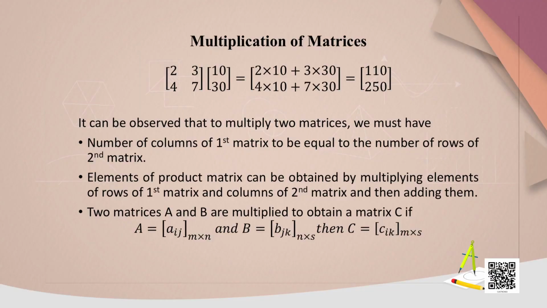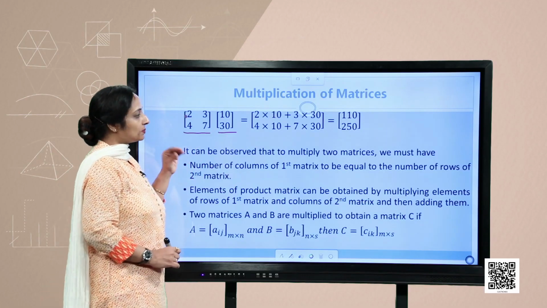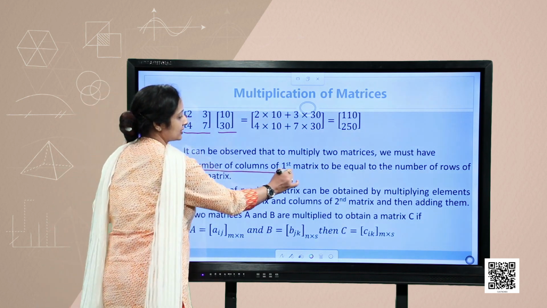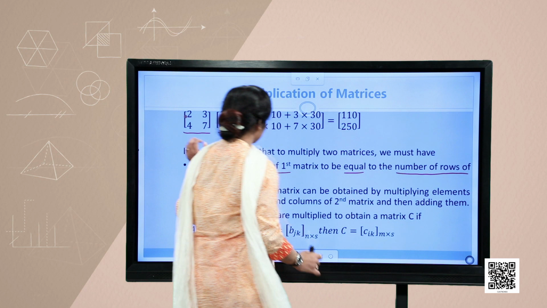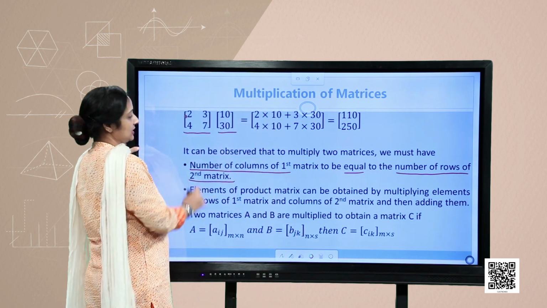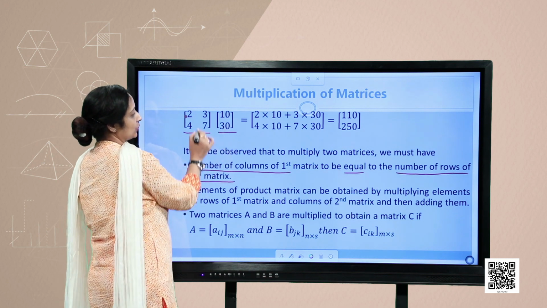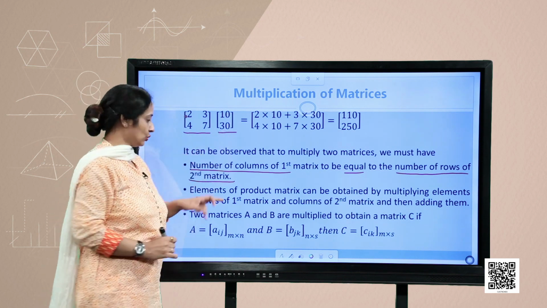Let us consider the two matrices 2, 3, 4, 7 and 10, 30. They are being multiplied in this manner. So have you observed anything? It can be observed that to multiply any two matrices, the number of columns of the first matrix must be equal to the number of rows of the second matrix. That means this matrix's number of columns and this matrix's number of rows. It has got 2 columns, it has got 2 rows. So they have to be equal.